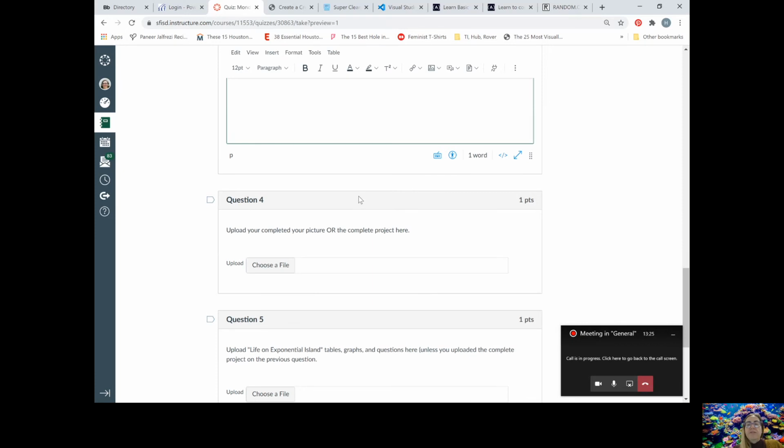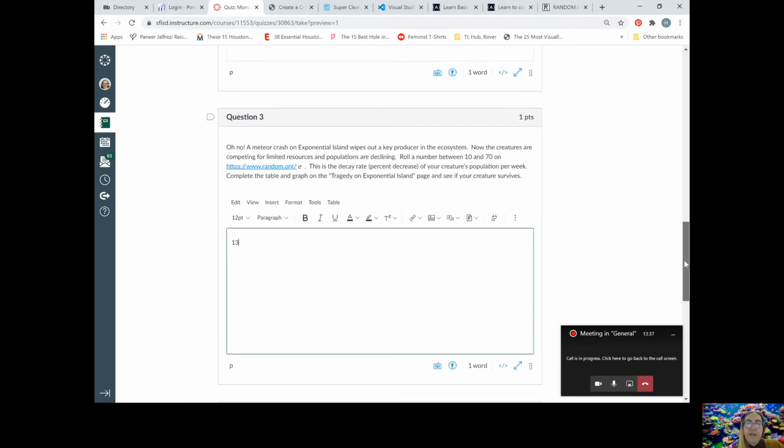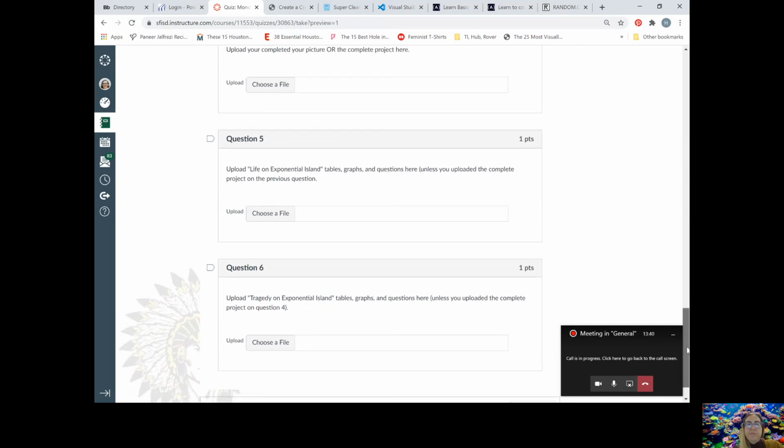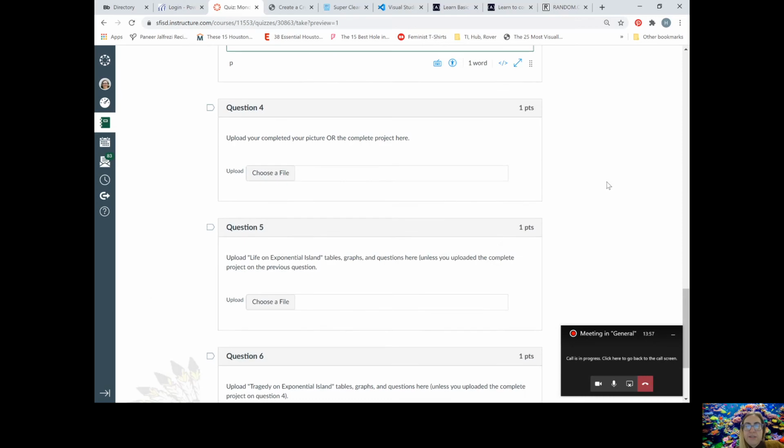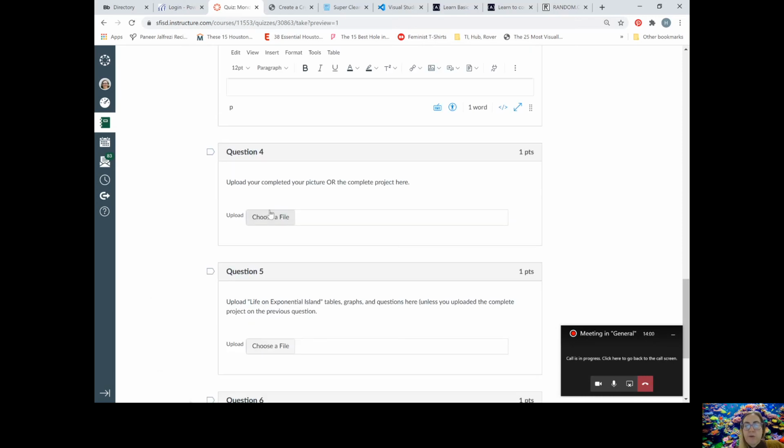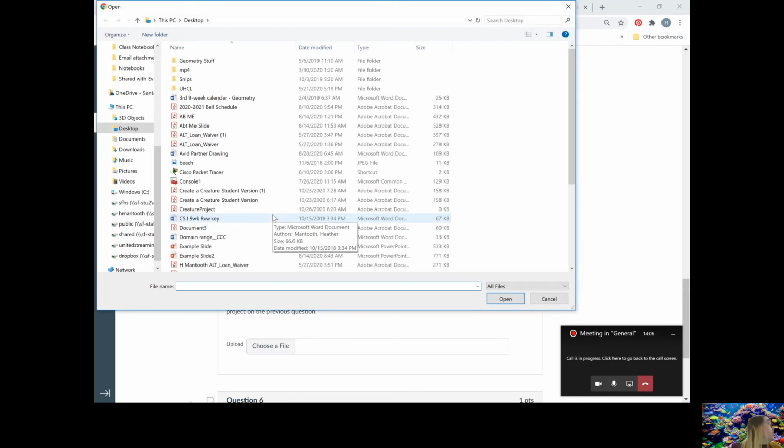And you'll notice there's actually 3 places to upload a file. That's because some people use pieces of paper to write them out and then take pictures of them. So for those people, there's a place to submit your picture of your creature, a place to submit your table and graph for the Life on Exponential Island, and then a place to submit your table and graph for the Tragedy on Exponential Island. Those are the 2 separate table and graph pages that we looked at. However, if you did it digitally, you don't need to worry about question 5 and 6. You only need to worry about question 4, and you're going to upload your file to question 4. Your file should include the picture, the graphs and the tables.